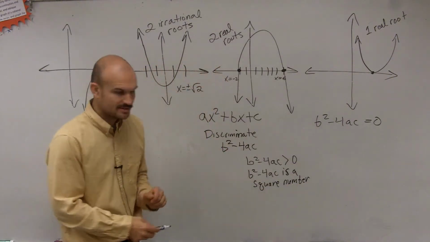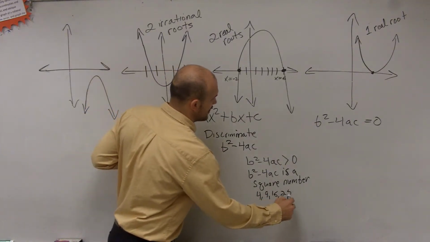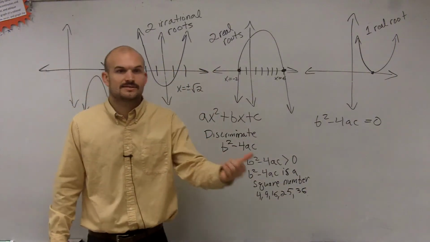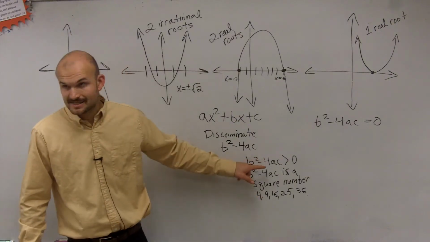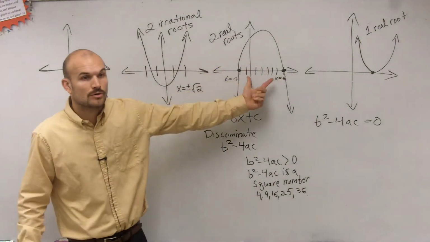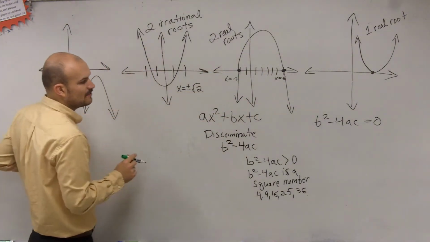And do you guys remember your square numbers? 4, 9, 16, 25, 36, 49, 64, 81. So whenever your discriminant is positive and it's a square number, you're going to have 2 rational roots. What about when you're going to have irrational roots?